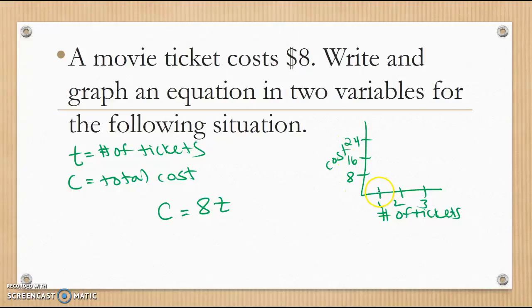And if I buy 1 ticket, I'm spending $8. If I buy 2 tickets, I'm spending $16. If I'm buying 3 tickets, I would end up spending $24, and that would continue on and on. So we're going to go ahead and leave that there, and I'm going to title this graph Money Spent on Tickets. So once we write our equation, we need to make sure we graph it and label our graph and also tell what each variable stands for.